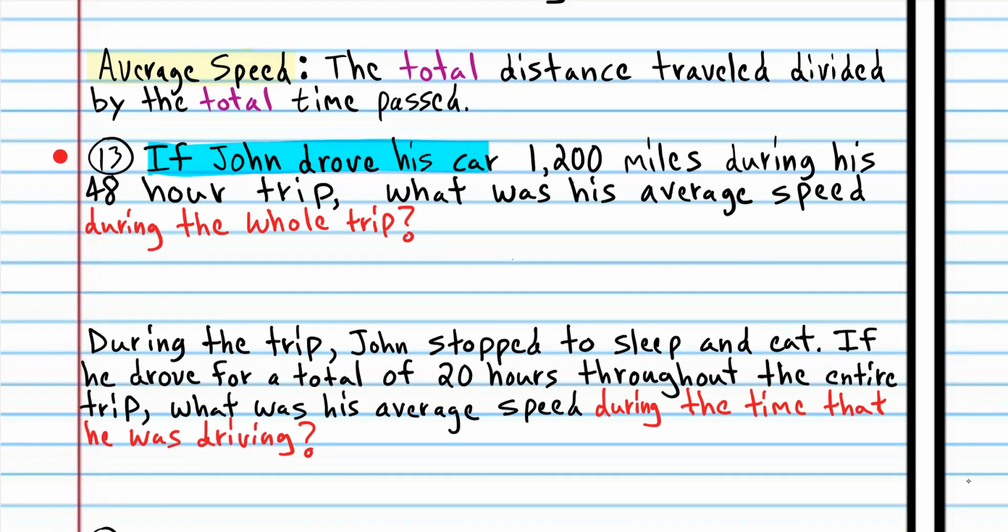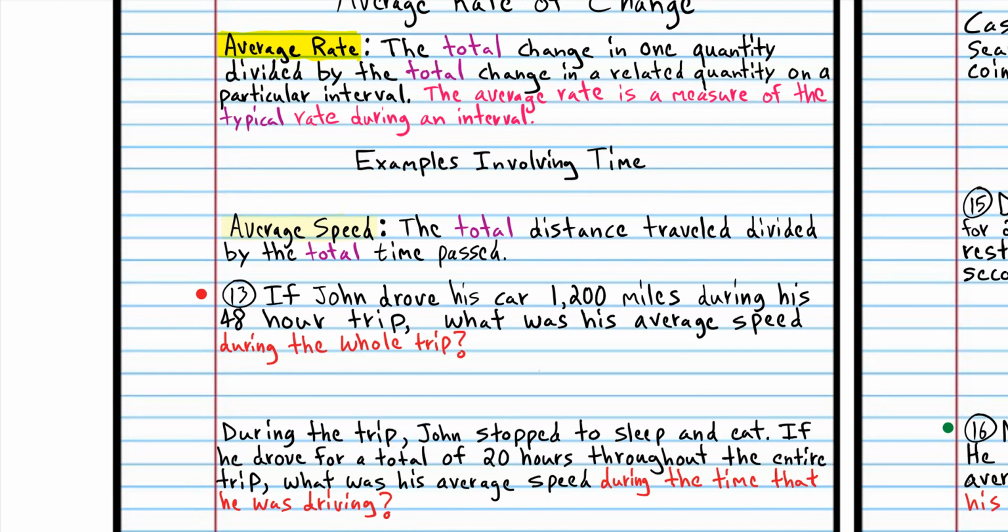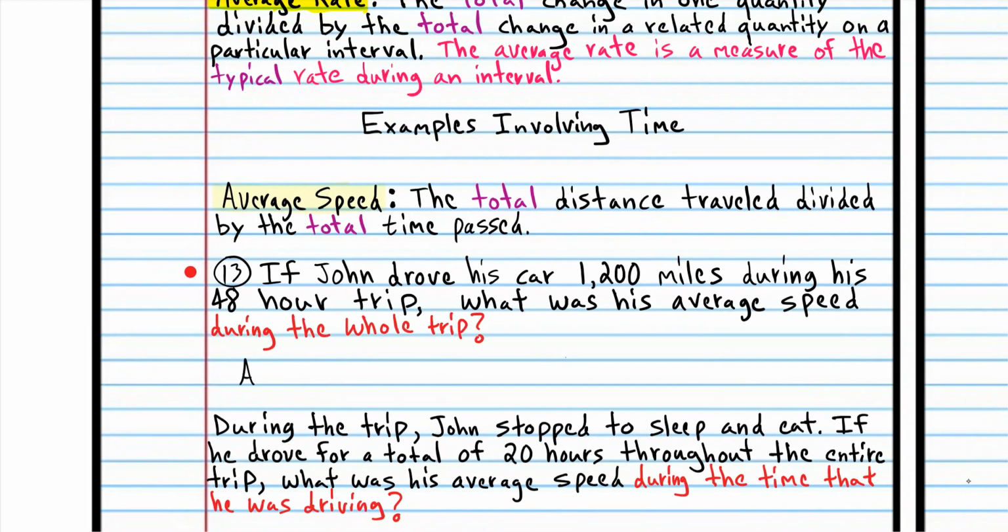If John drove his car 1,200 miles during his 48-hour trip, what was his average speed during the whole trip? Well, average speed, which is an example of average rate, is defined to be the total distance that he traveled, which is 1,200 miles, divided by the total amount of time that passed. So 1,200 divided by 48 is 25. So the average speed during his trip is 25 miles per hour.